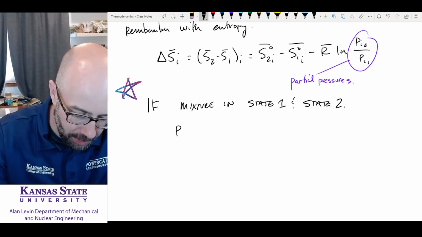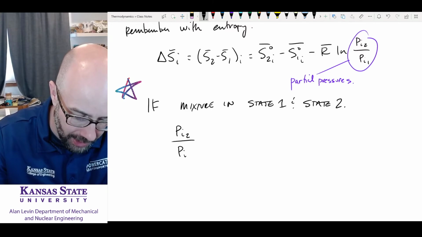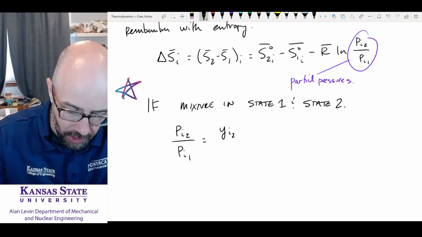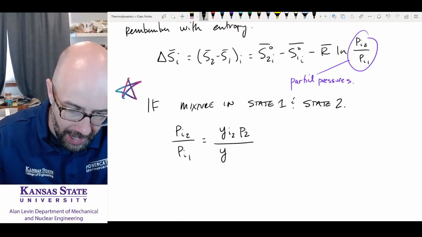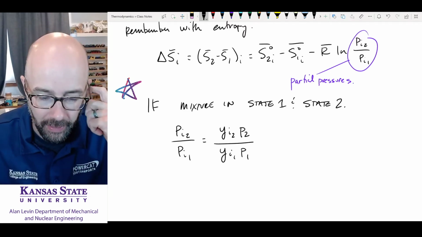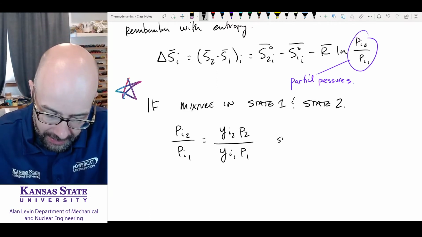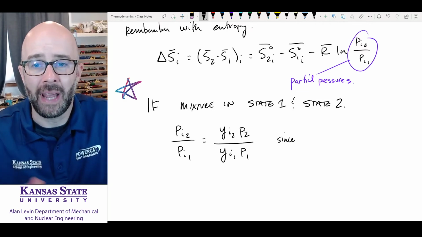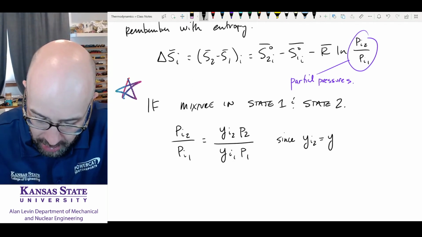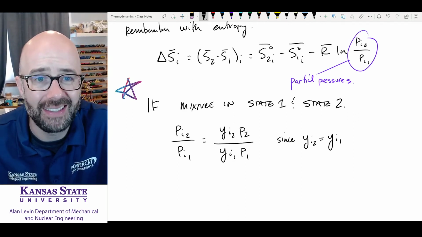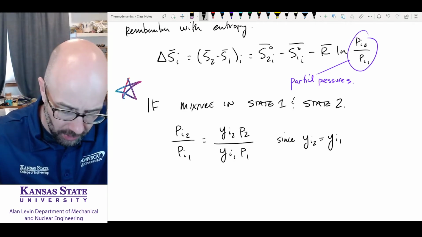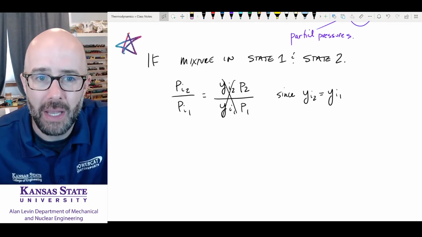What happens here is the partial pressure at state 2 over the partial pressure at state 1 is going to be equal to the mole fraction at state 2 times the total pressure at state 2, over the mole fraction at state 1 times the total pressure at state 1. And notice that since you're mixed in state 1 and you're mixed in state 2, we know that the mole fraction at state 2 is equal to the mole fraction at state 1. There's nothing wrong with that. And so this is going to cancel, and we're just going to get P2 over P1.